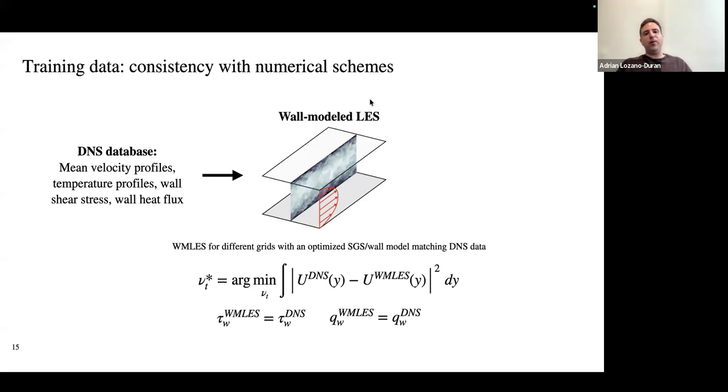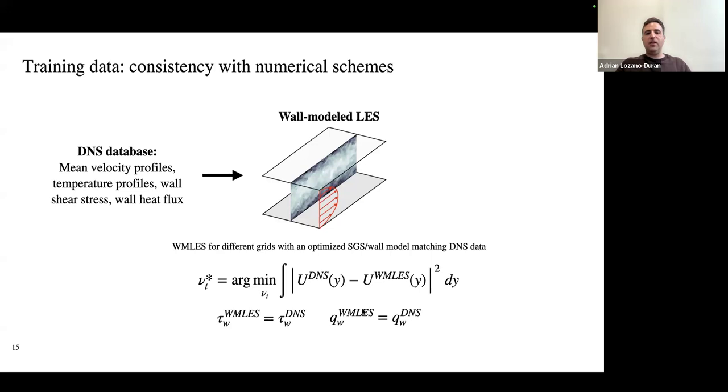And with that, what we do is we run a wall model LES of the same training data. So I set up exactly the same training data I have DNS for. I run the case, and then I solve an optimization problem. I adjust my grid scale model, in this case the eddy viscosity, and the fluxes at the wall such that I match the DNS.